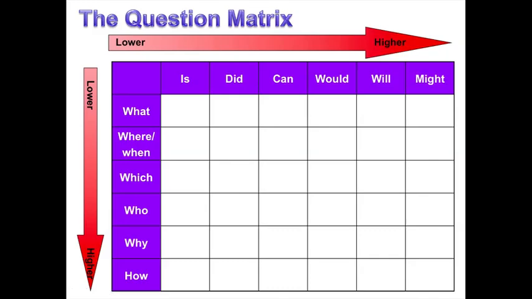The question matrix is a useful tool to introduce the idea of a hierarchy to questioning. Along the top axis, we have the concepts of is, did, can, would, will, and might. As we move from left to right, the questions and the concepts being started in our questions, these prefixes, are actually asking for higher order thinking.